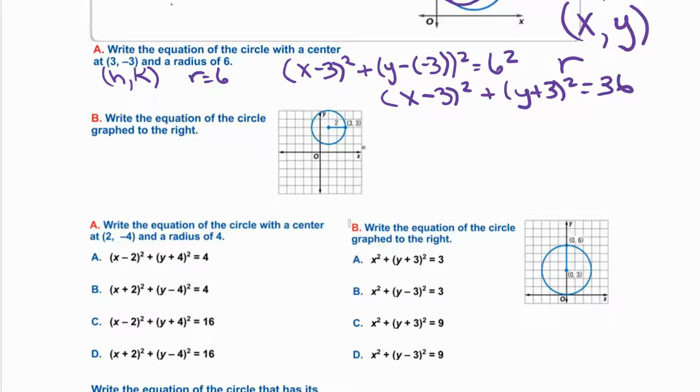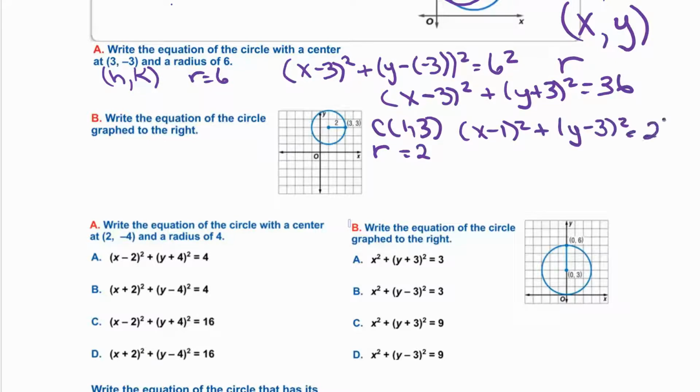For problem B, we're given a graph and asked to write the equation of the circle. Looking at the graph, our center would be (1, 3). The radius is 2. Our equation then would be (x - 1) squared plus (y - 3) squared equals 2 squared, or (x - 1) squared plus (y - 3) squared equals 4.